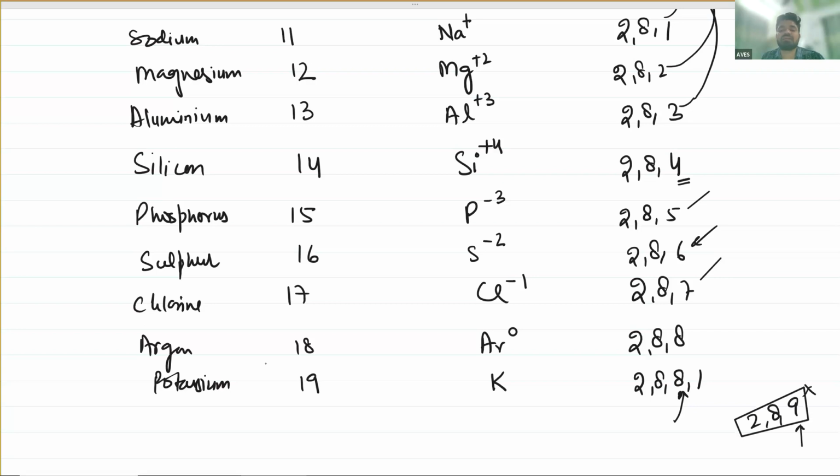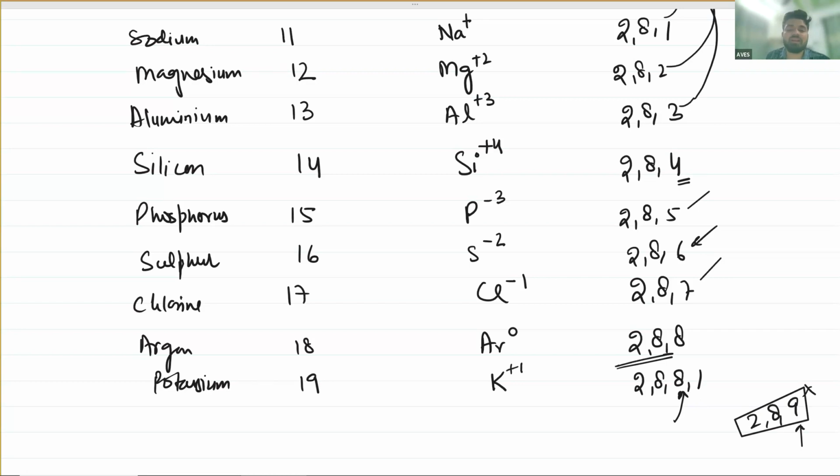We know that the third shell can have 18, but according to the Bohr-Bury scheme, the fourth shell fills first. The fourth shell will have 8, then it will start having 9, 10, 11, 12, and so on. We'll learn this later. But right now it is 2,8,8,1, so it will donate 1 electron to have the stable electron configuration of argon.